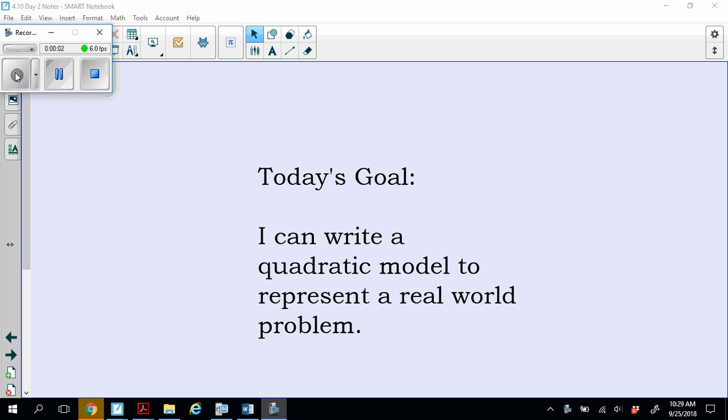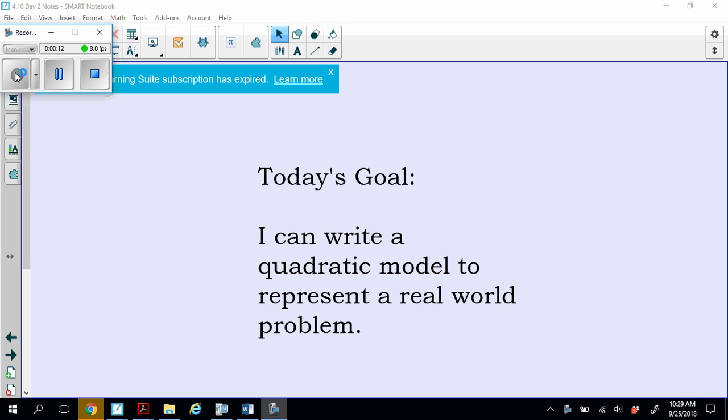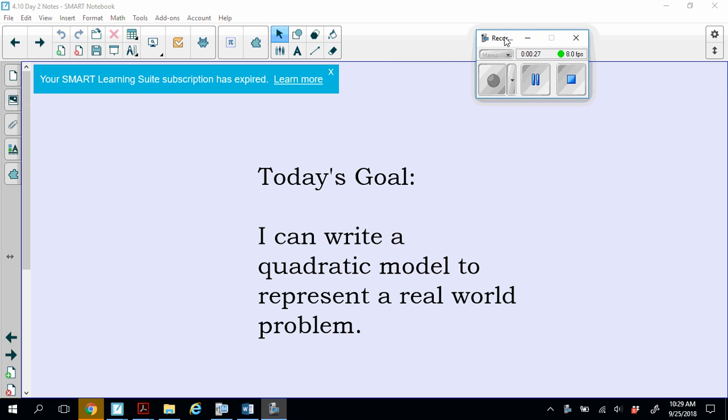Here are the notes for 4.10 day 2. So this is once again writing a quadratic model to represent a real-world problem. The other day you guys learned how to write a quadratic equation given a graph. Now what you guys are going to do is write a quadratic equation or model given some data points. Okay, so let's go ahead, let's figure this out together.